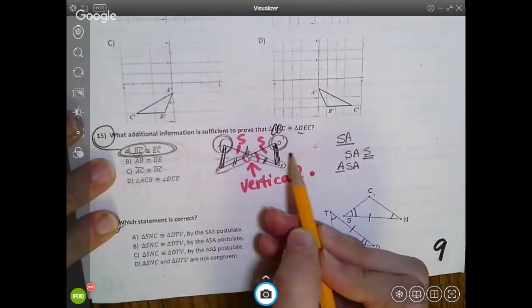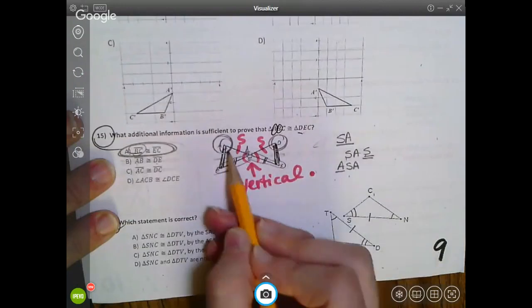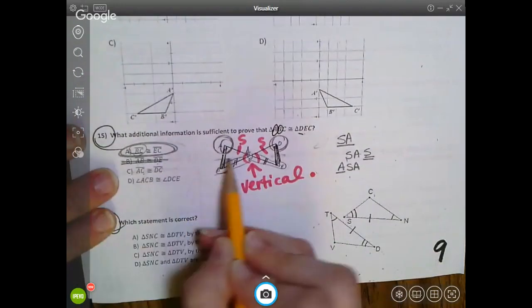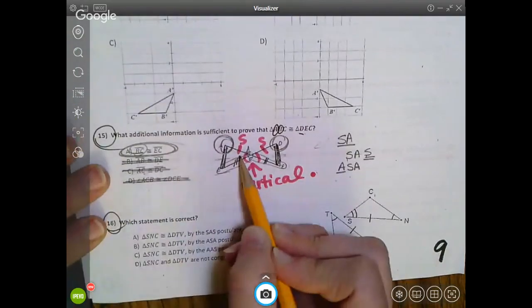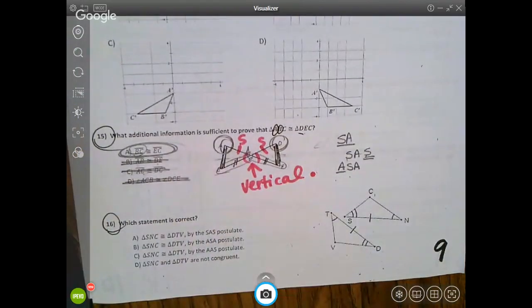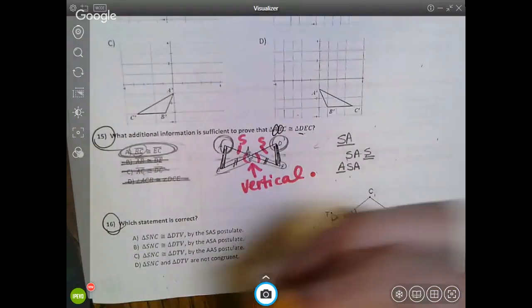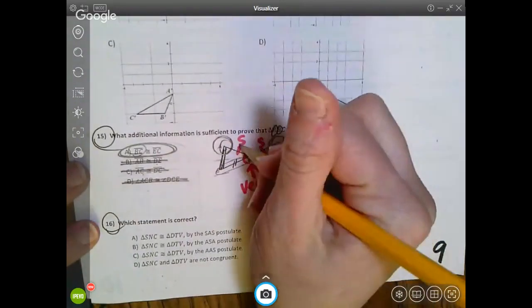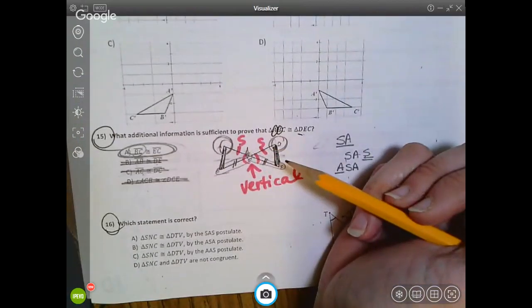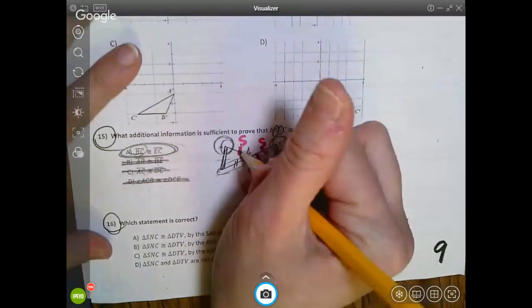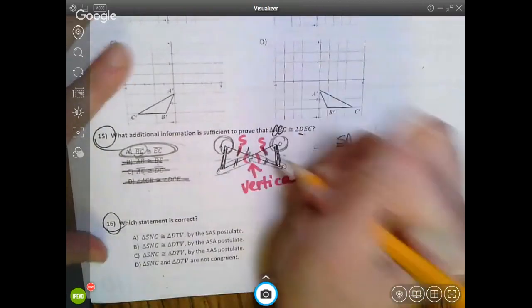AB and DE isn't part of what I need, so it can't be B. AC and DC I already have. And choice D, even though I need it, I already have it because of vertical angles. Because that's what they marked off. You can't tell underneath my pink marker, but they already marked that off as given by that little line. See that line? Here and here. They already marked that off as given.